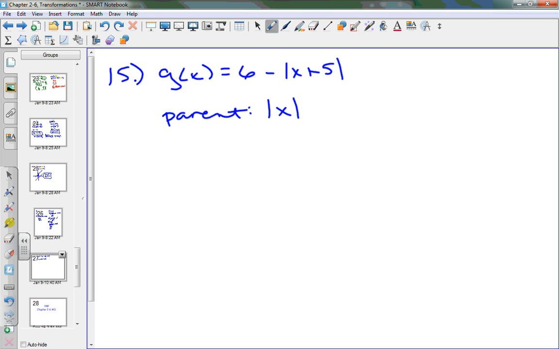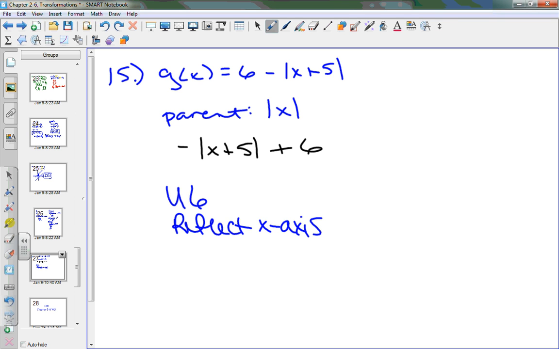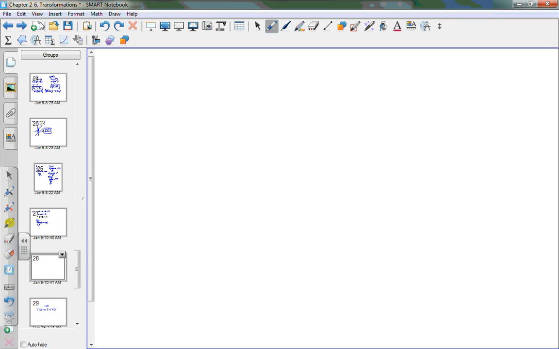Now, from left to right, what's the 6 do? No. Why does it go up 6? Guys, if you have to do this, put that plus 6 at the end, because the only thing that's attached by multiplication to the absolute value is the negative 1 in front of it. So that 6 actually goes up 6 units. The negative reflects it over the x. And then the plus 5 goes to the left 5 units. Turn it over.